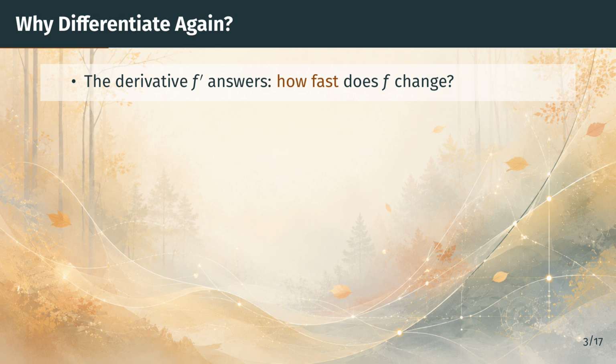Let's set the stage. The derivative f prime, which we constructed in section 1 of this chapter, answers a single question. At each point, how fast is the function f changing? Geometrically, it is the slope of the tangent line to the graph. But this answer immediately suggests a follow-up question.